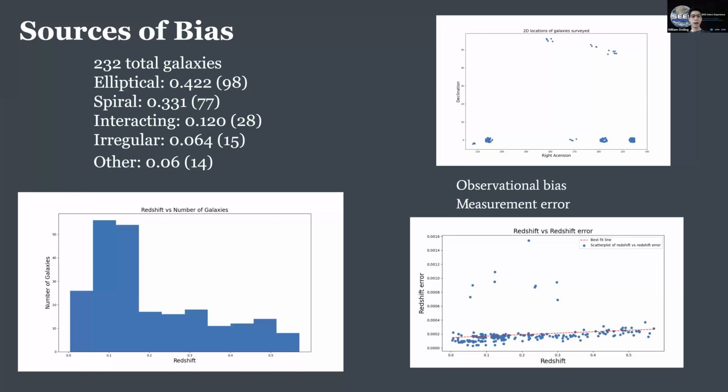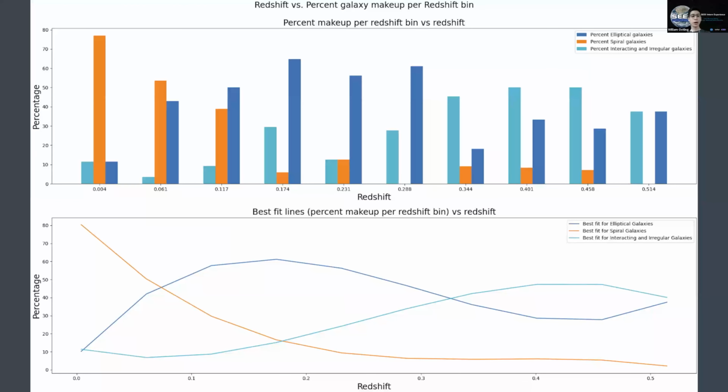To combat this bias, we used percentages and composition instead of initial count. We also noticed that the redshift range from 0.2 to 0.3 had a deficit in our original sample, so we added 30 additional galaxies around that range. To create the pop graph, we split redshift into 10 bins, then totaled the amount of galaxies per bin, and created percentages for each galaxy type.